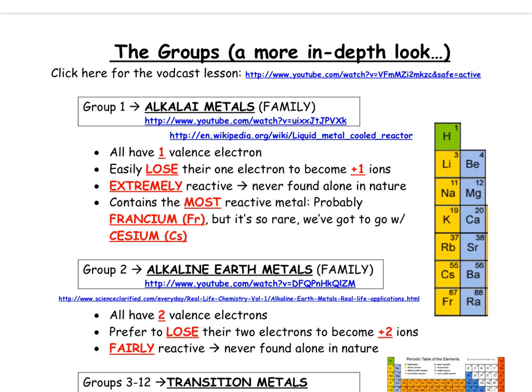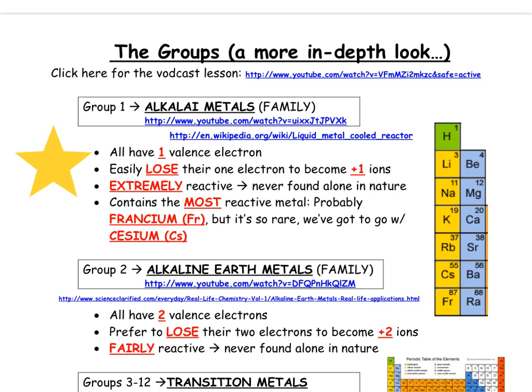The first group, group number 1, is called the alkali metals. Oh, by the way, you should be writing this down in your notebook. Group 1 are the alkali metals. If you want to make a star next to it, go ahead and do that. Gotta love the stars. Group 1, alkali metals.